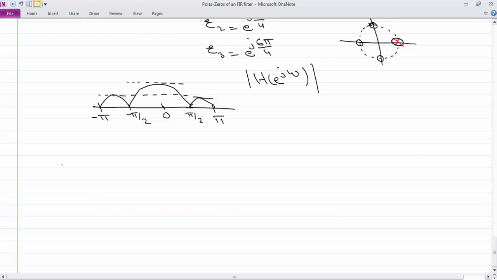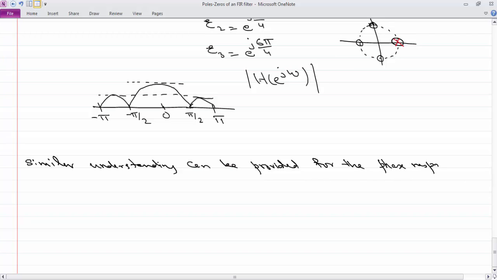Now you can provide a similar understanding for the phase response. For magnitude response, you are looking at the length of those vectors. Now it should be very simple that for phase response, you would be looking at the phases of those vectors, of the difference vectors. Okay?